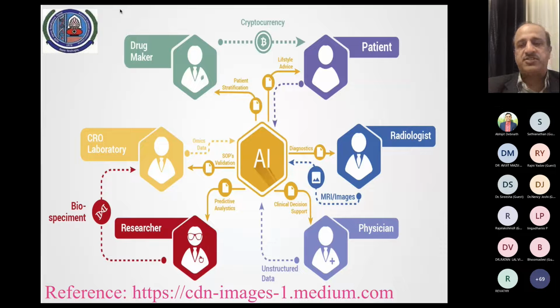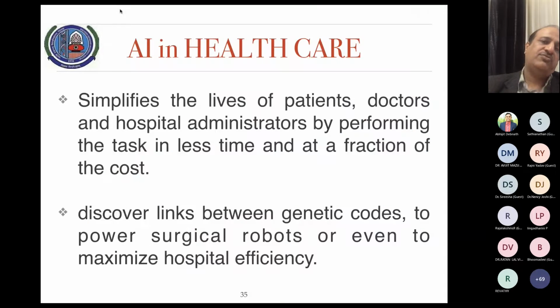If you're working as a radiologist, what about the images? Can you map them? Yes, AI can map the responses and give alternate diagnostic help. If you're a patient, it can advise you on what lifestyle changes to make to come out of the disease. If you are a laboratory making SOP validations, you can use AI. All such features, whether in the form of unstructured data or omics data, can be handled by AI, and you can benefit in the healthcare team.